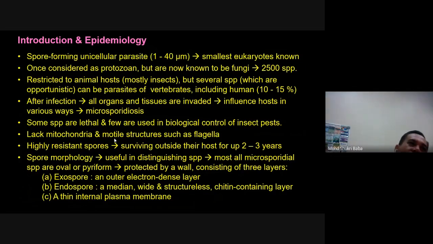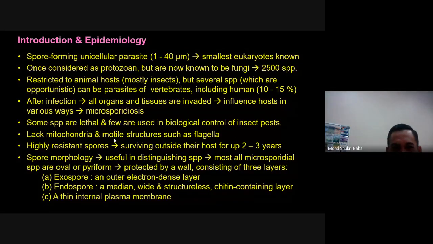Bila melibatkan gastrointestinal tract, dia melibatkan symptoms of gastrointestinal tract. Alright, so because dia memang melibatkan banyak organ. Alright, some species are lethal and few are used in the biological control of insect pests. One thing about microsporidia adalah dia adalah sangat kurang dengan mitochondria dan motor structure seperti flagella.